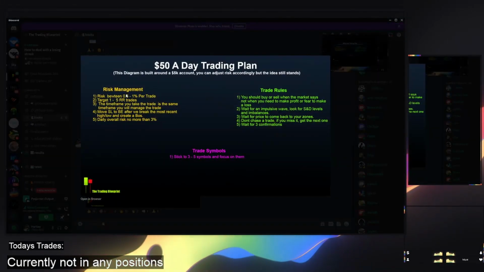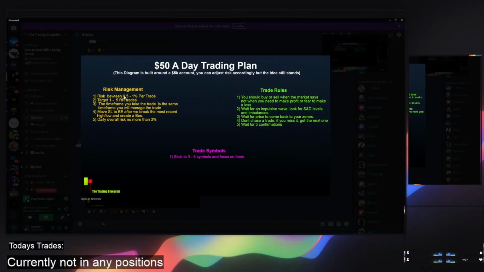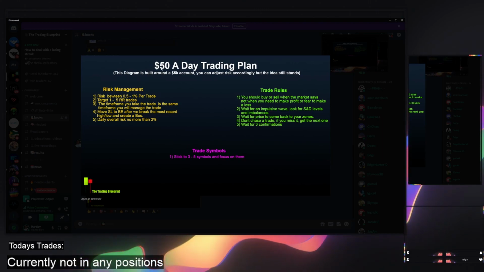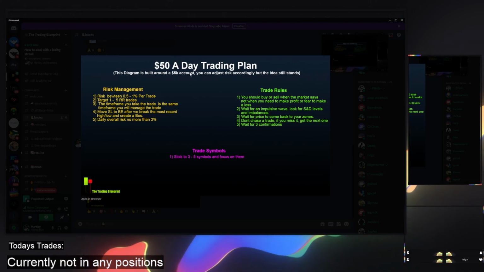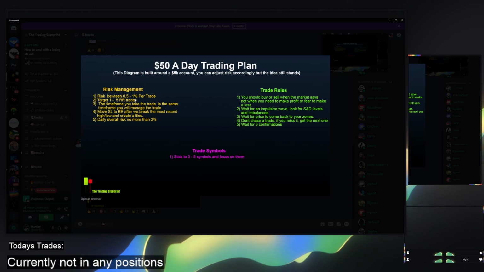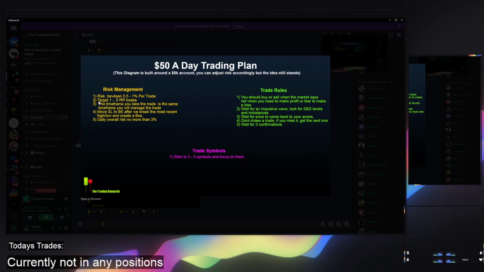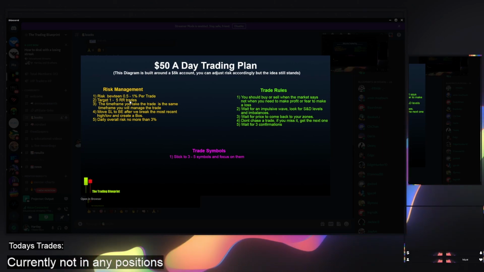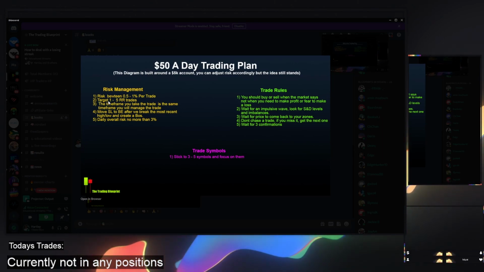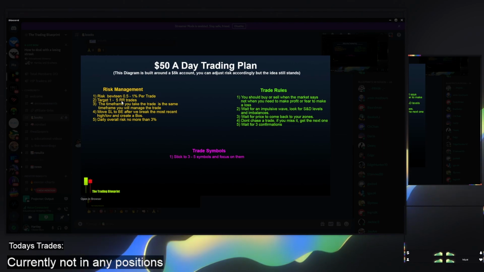Okay, risk management. Risk between 0.5 to 1% per trade, based on a $5,000 account. So risk is 0.5 to 1% per trade. Number 1: target 1 to 5R trades. So minimum 1R, maximum 5R trades.